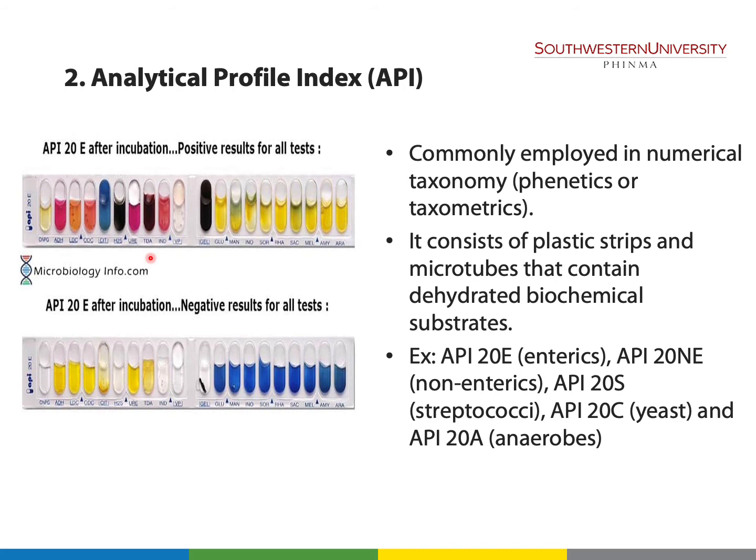The identification system has an extensive database of microbial biochemical reactions, and the numerical clusters derived from these tests identify different strains at selected levels of overall similarity on the basis of the frequency with which they share the traits. Common examples are API 20E for enterics, API 20NE for non-enterics, API 20S for streptococci, API 20C for yeast, and API 20A for anaerobes.